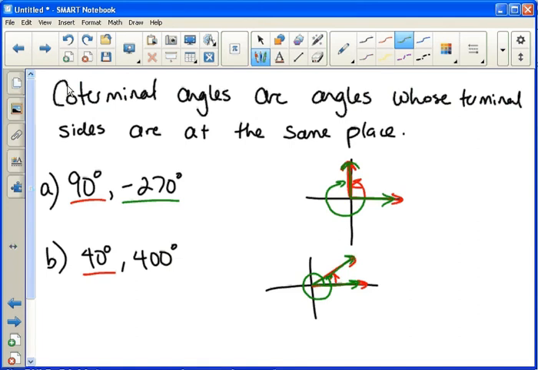Now I want you to look at those two examples and see if you can see the relationship between coterminal angles. What is the difference between 90 and negative 270? And what is the difference between 40 and 400? And if you notice, both of them are separated by 360 degrees. So if you ever want to find a coterminal angle, all you have to do is either add 360 or subtract 360, which should make sense because 360 goes all the way around and you end up right back where you started. So coterminal angles are always separated by 360 degrees or a multiple of 360 degrees.